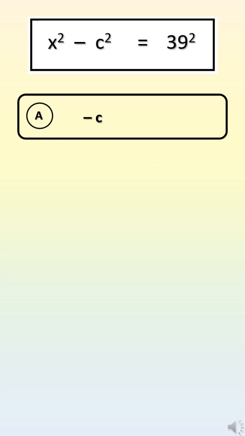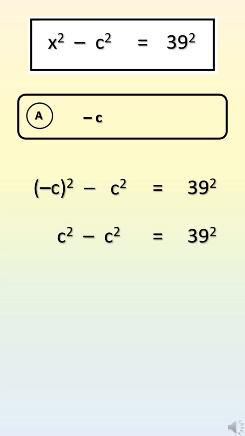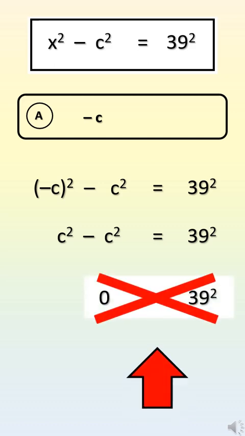Solution A is minus c. Substitute that into this equation. Bracket negative c bracket squared minus c squared is equal to 39 squared. Is it true? Negative c squared is just c squared. So on the left we have c squared minus c squared, which is 0. 0 is equal to 39 squared. Clearly false, therefore negative c is not a solution.